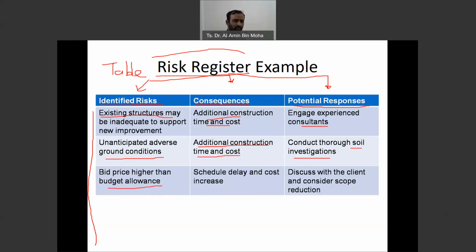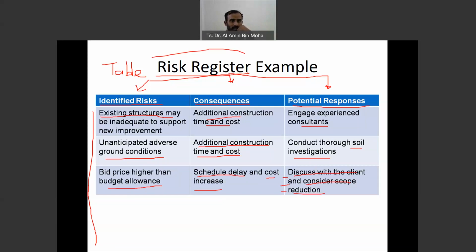Bid price higher than budget allowance. So this is the risk. Let's say you are going to bid for some products or the project, so it may be higher than the budget that you have. So what's going to happen? The schedule will be delayed and cost will increase. So if that happens, what do you need to do? What are the potential responses? You may also have a list of responses, but they are giving one example here. Discuss with the client and consider scope reduction, because this is the risk if it happens.